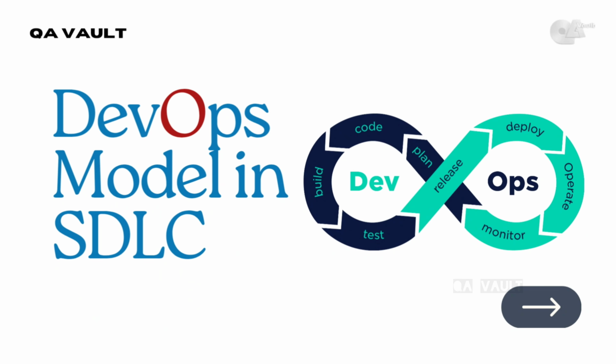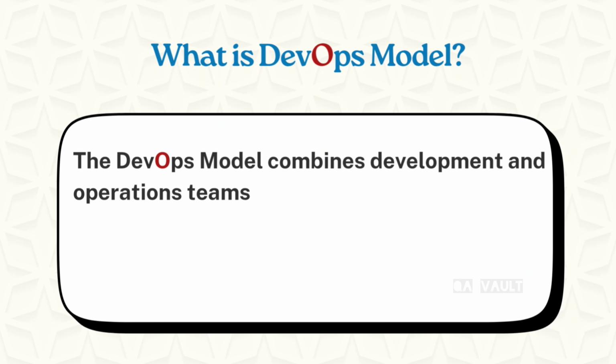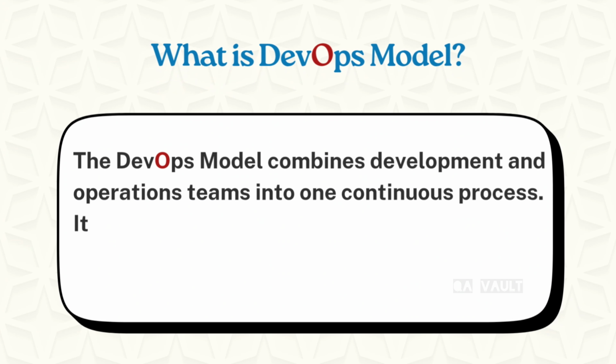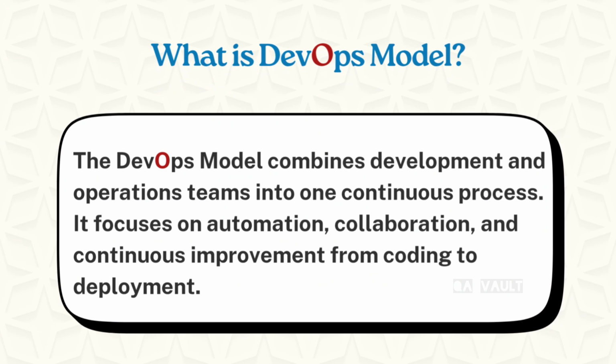In this video, let's explore the DevOps model, a modern approach that brings together development and operations for faster and more reliable software delivery. The DevOps model combines development and operations teams into one continuous process. It focuses on automation, collaboration, and continuous improvement from coding to deployment.